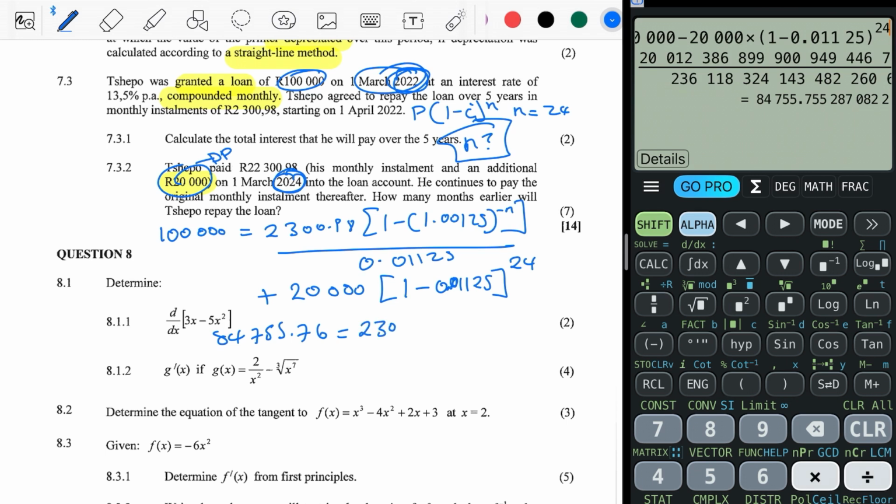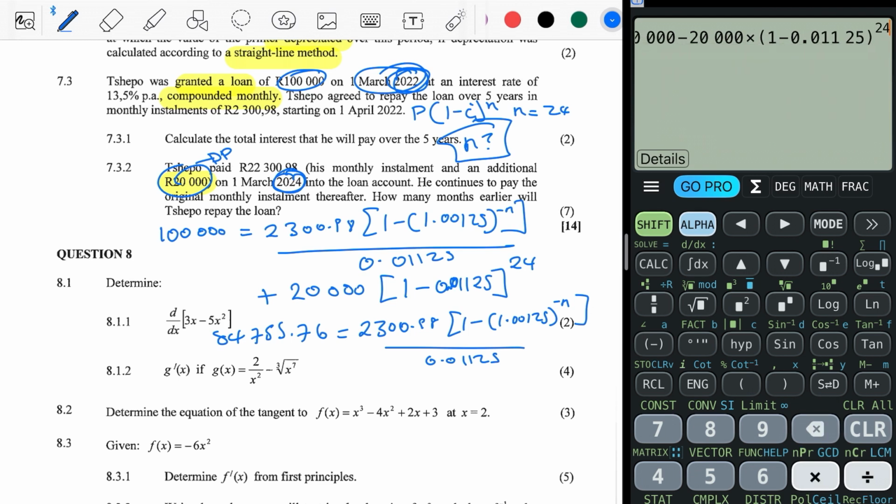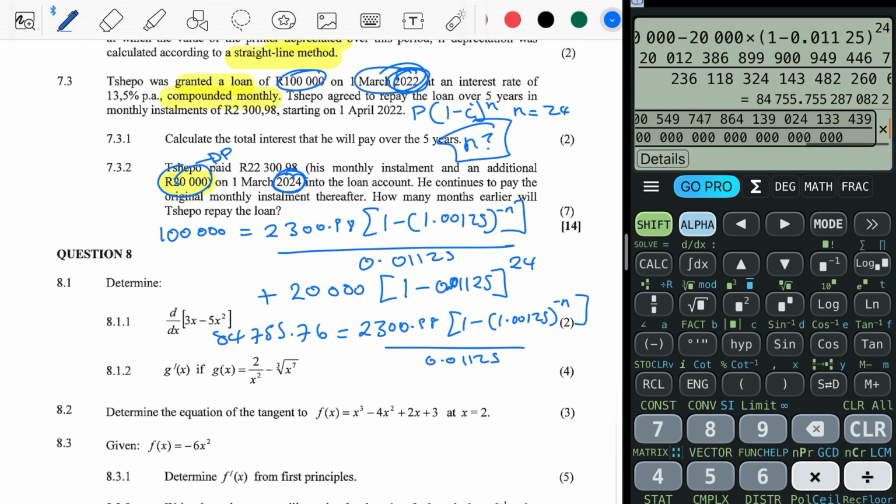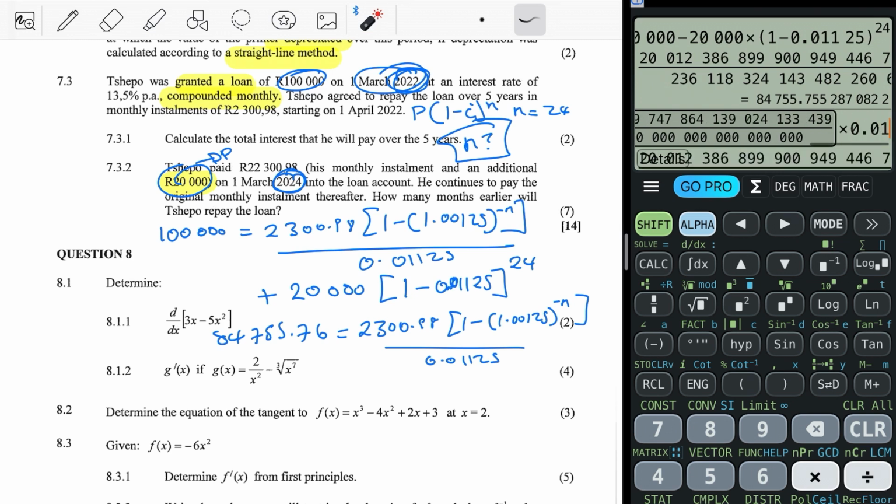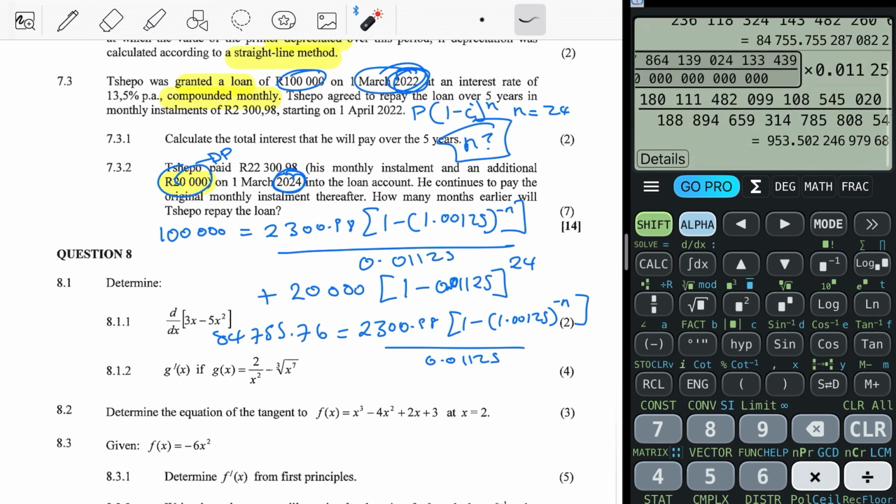755.76 is equal to 2,300.98 times (1 minus 1.01125 to the power negative n), and that's what we're looking for. You have 0.01125. Then you can just cross multiply, so you're just doing your algebra with 0.01125, and you get your answer.